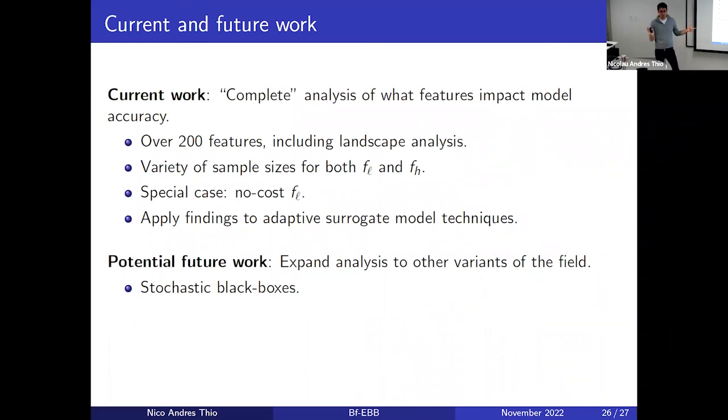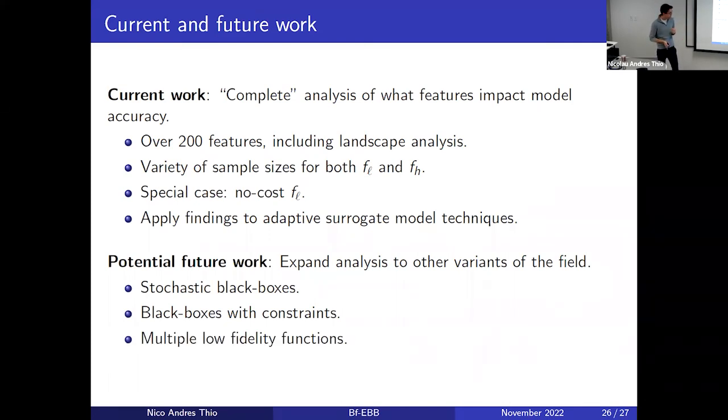The first one, which is an obvious question that people ask me a lot about, is stochastic black boxes. This is not easy to apply to just because the techniques change a lot. So like I mentioned, the very basic thing is that you might want to repeatedly sample the same place just because you're gathering information about the stochasticity of that black box. So techniques are quite different. The second one is black boxes with constraints that I know Sebastian is working on, and definitely a point of focus in Montreal. And also multiple low fidelity functions. So this also makes things quite tricky.